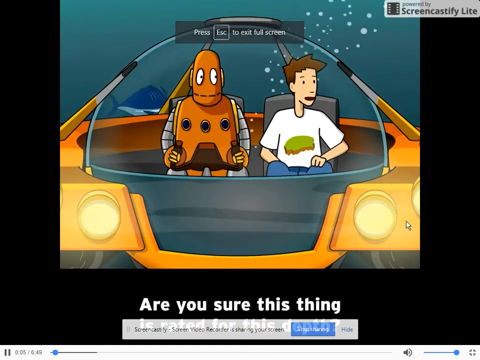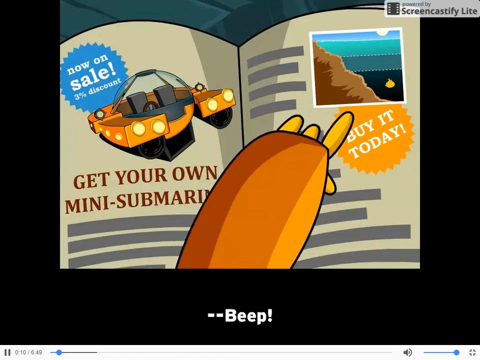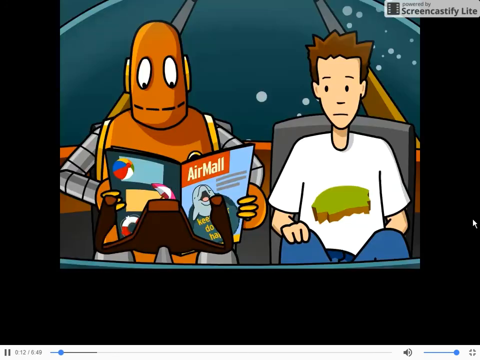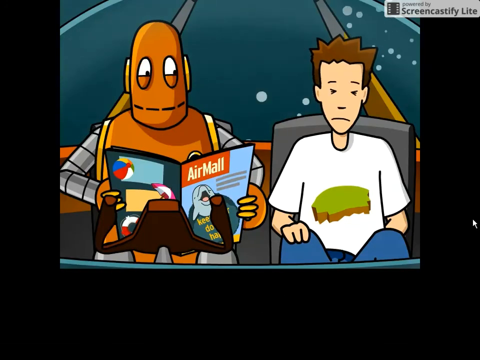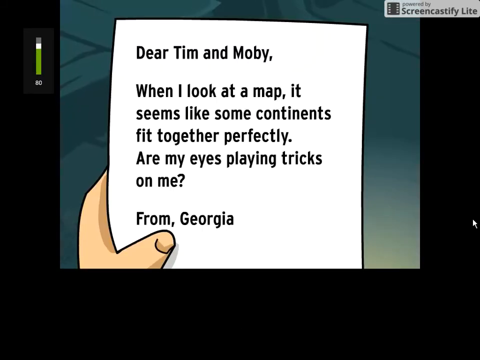Are you sure this thing is rated for this depth? You bought it from an airmall catalog. Oh, great. Dear Tim and Moby, I look at a map. It seems like some continents fit together perfectly. Are my eyes playing tricks on me?